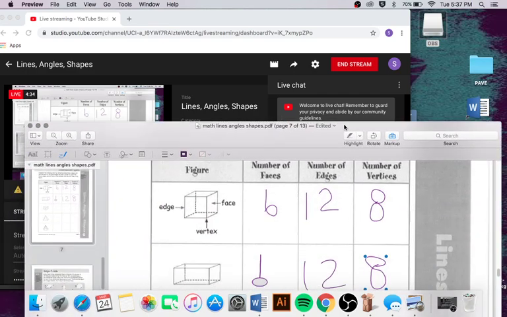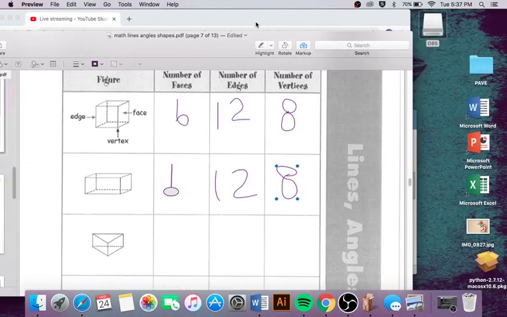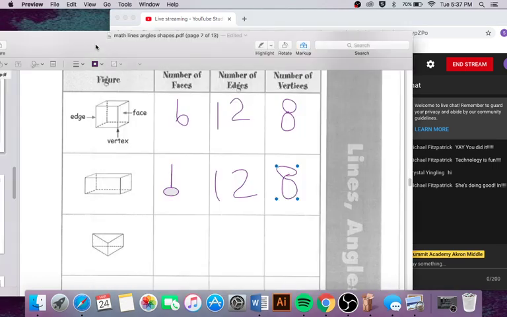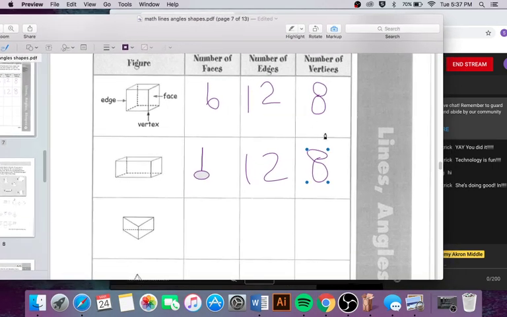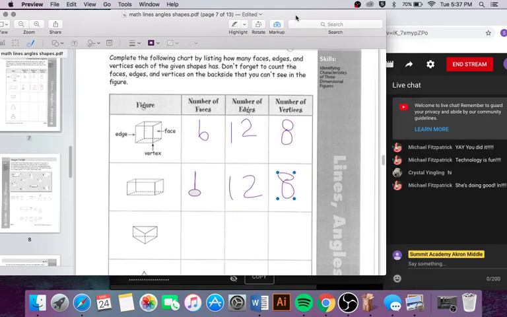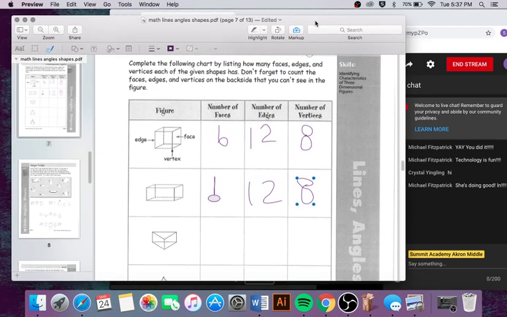Hi, Mrs. Yingling. There has to be a way that I can move this that I can see everything. Perfect. All right.